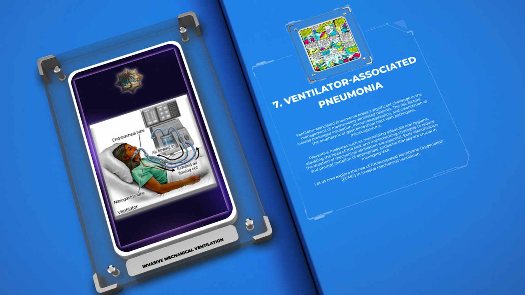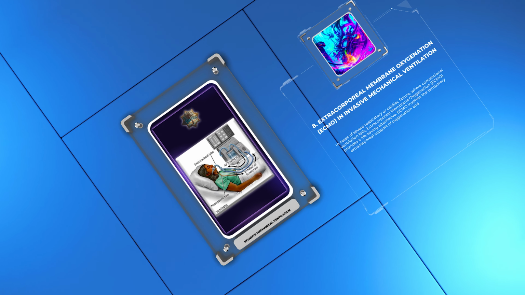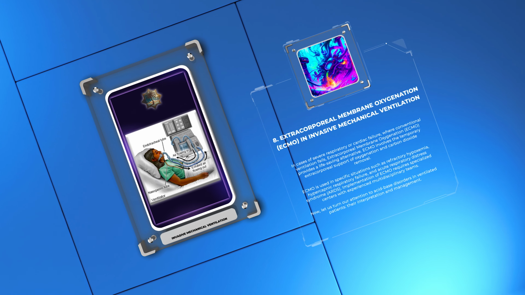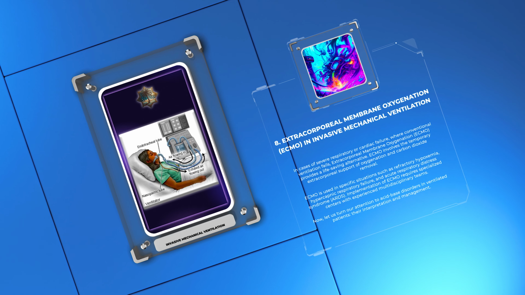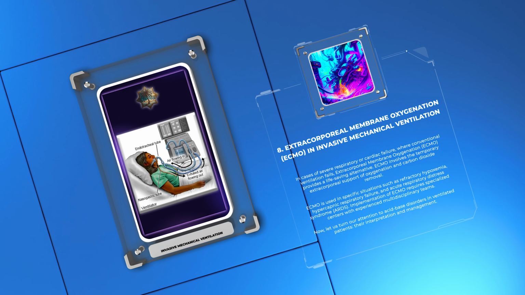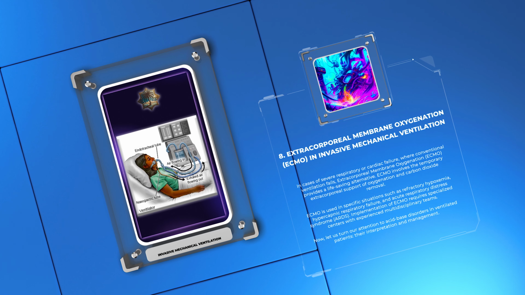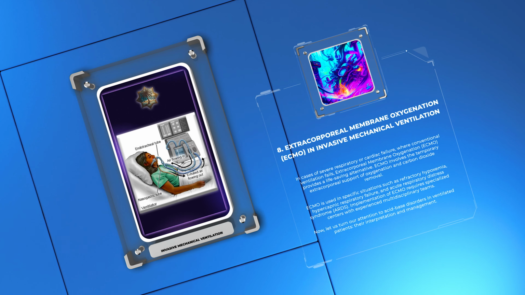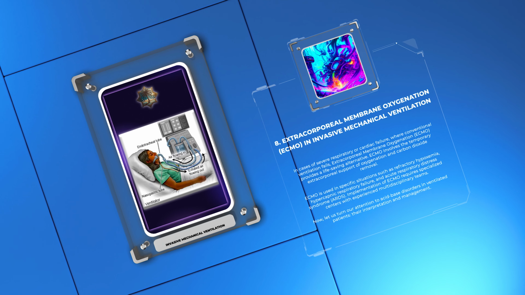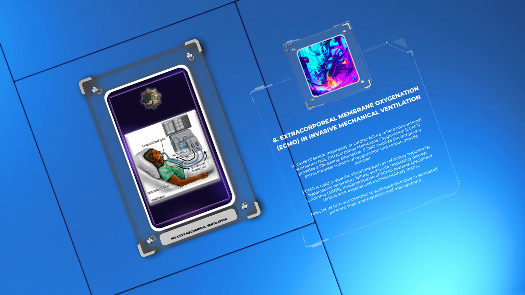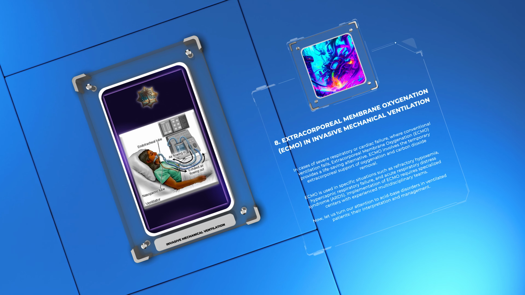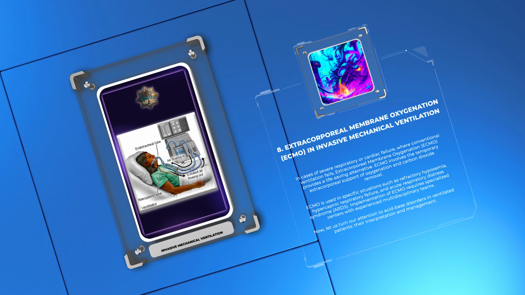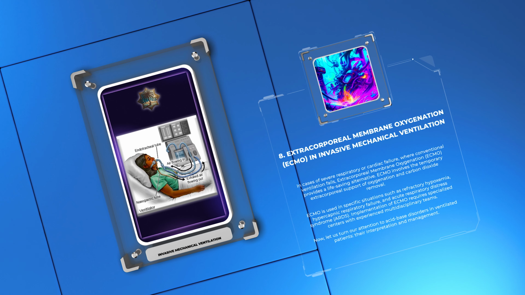Early identification and prompt initiation of appropriate antibiotic therapy are crucial in managing VAP. Let us now explore the role of extracorporeal membrane oxygenation, ECMO, in invasive mechanical ventilation. In cases of severe respiratory or cardiac failure, where conventional ventilation fails, ECMO provides a life-saving alternative. ECMO involves the temporary extracorporeal support of oxygenation and carbon dioxide removal. ECMO is used in specific situations such as refractory hypoxemia, hypercapnic respiratory failure, and acute respiratory distress syndrome, ARDS. Implementation of ECMO requires specialized centers with experienced multidisciplinary teams.